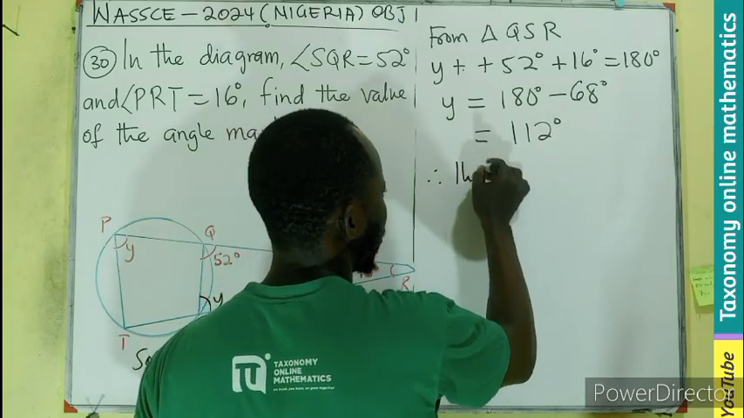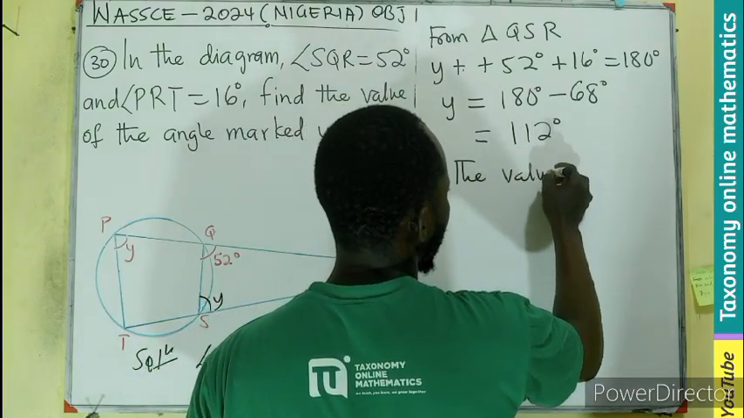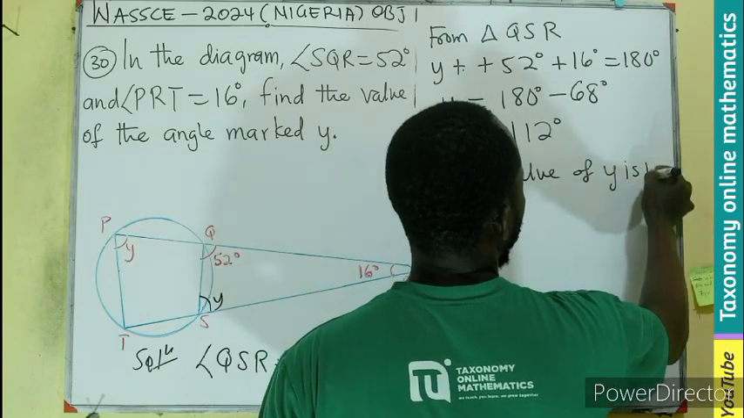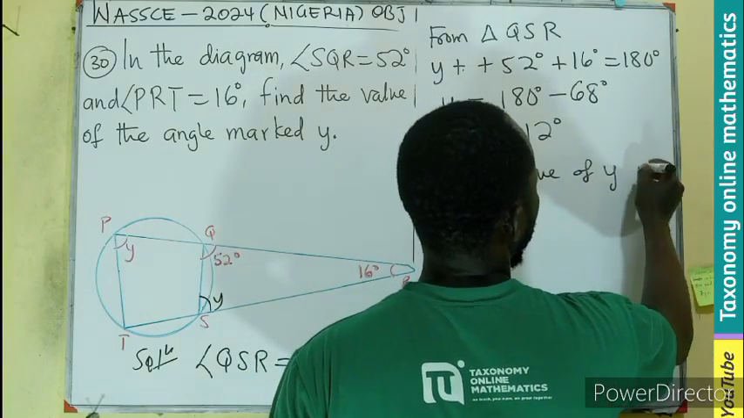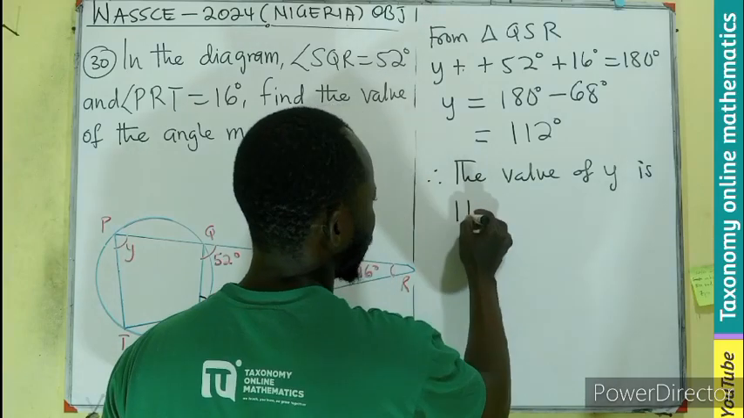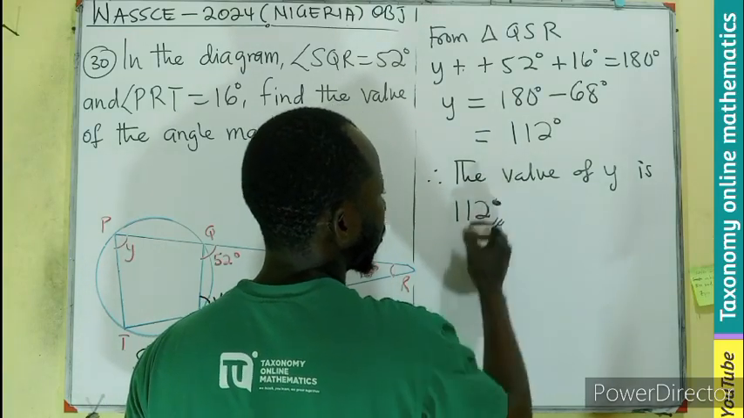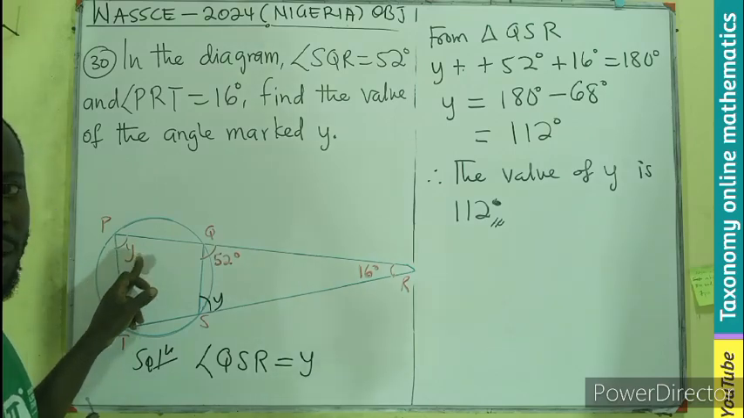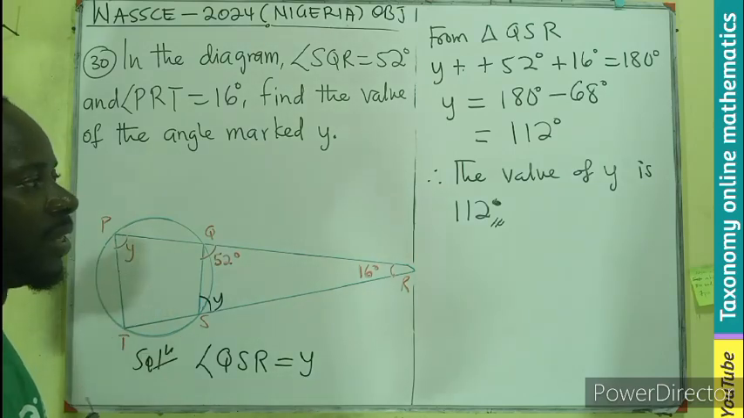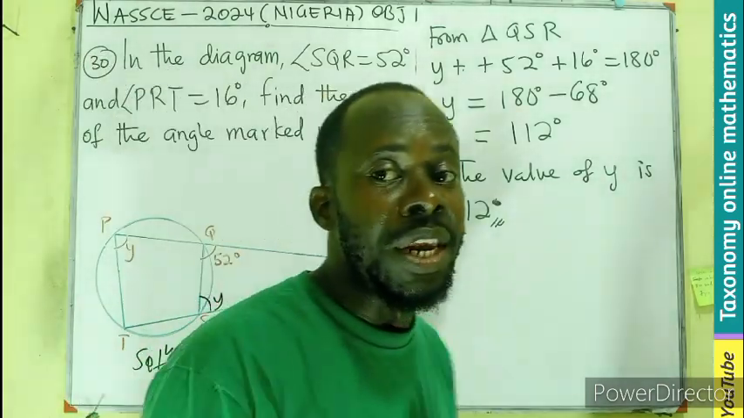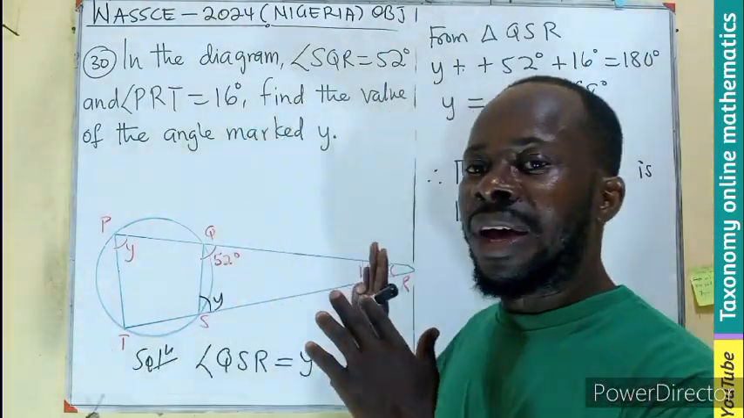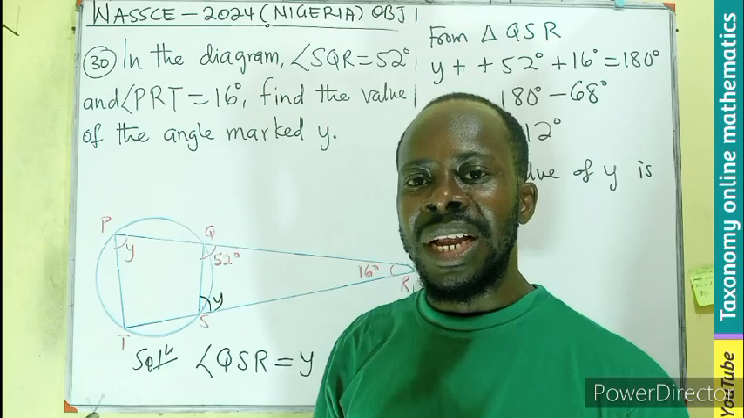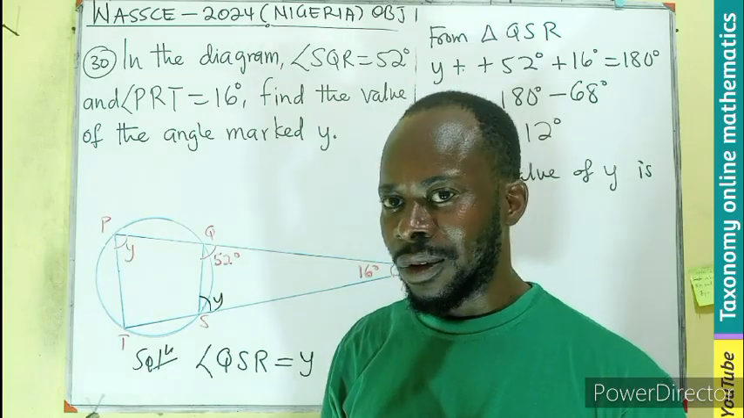So therefore, the value of this angle here is going to be 112 degrees. You can also use any other properties to arrive at the same answer. Look through, remember some of the theorems, apply them, and you'll be on the same course as 112.